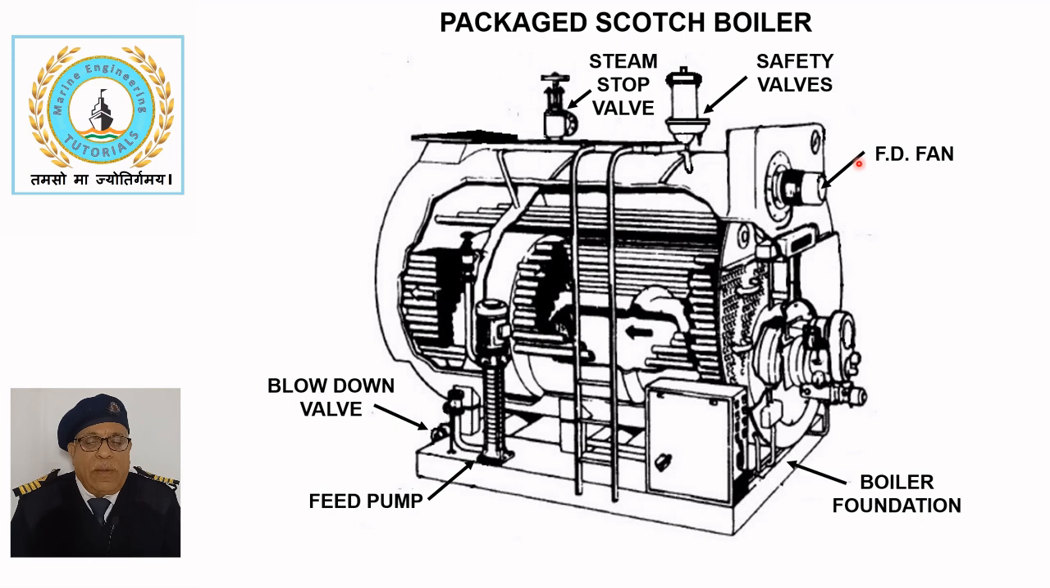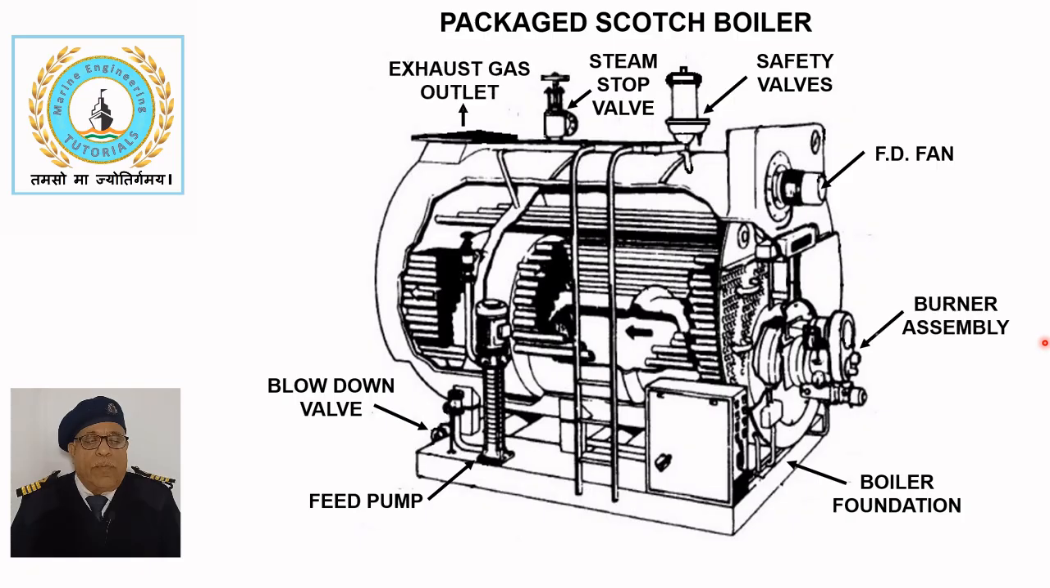The forced draft fan supplies combustion air to the boiler through an air register. The burner assembly is fitted on the front plate and the exhaust gases leave the boiler from the opposite end after making three passes through the boiler. The control panel automatically maintains steam pressure, which can be monitored using the pressure gauge.